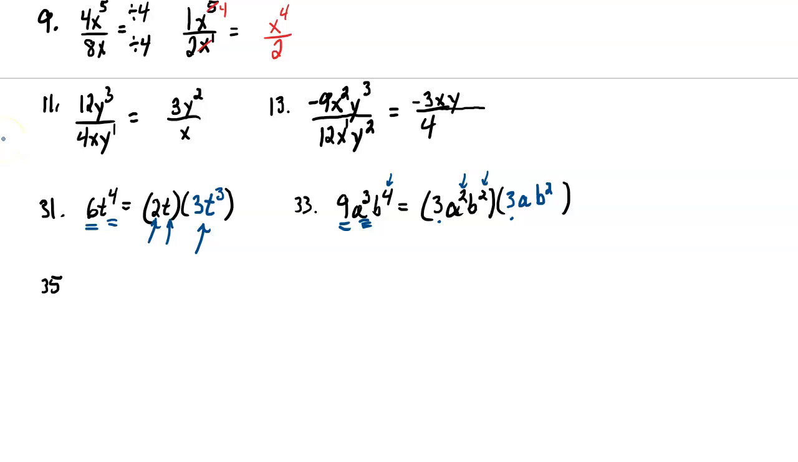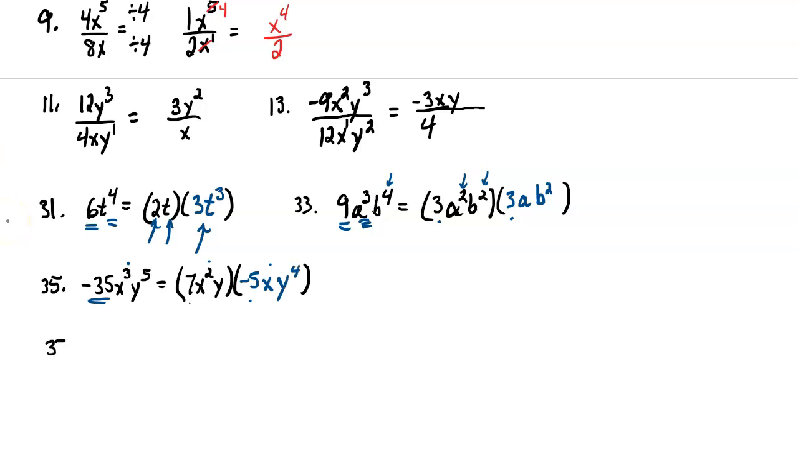Number 35. What's the missing factor this time? So 7 times what makes negative 35? We need a negative 5. And what about the letter x? If we have 1 more x here, then x to the 2 times that 1 more x is x to the 3. And what about the letter y? We need y to the 4th power.